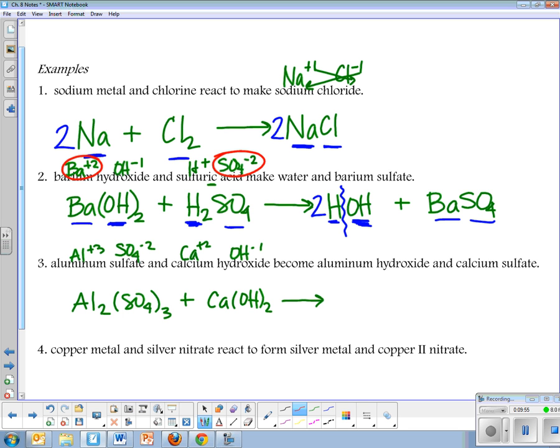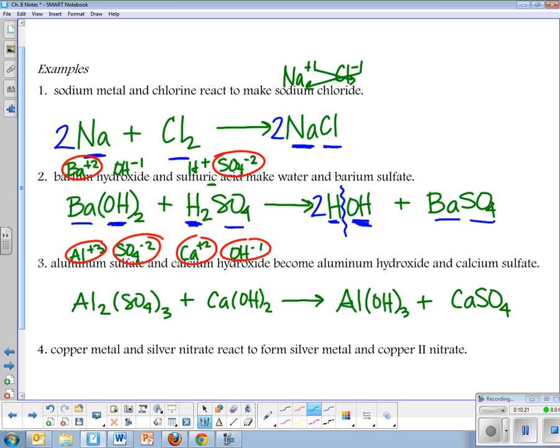So I've already got my facts written. Here's aluminum. We're going to put it with OH minus 1. So I'm going to get Al(OH)3, OH taken 3 times. And so plus calcium sulfate. So here's my calcium, here's my sulfate. So plus 2 and minus 2, so it'd just be CaSO4.